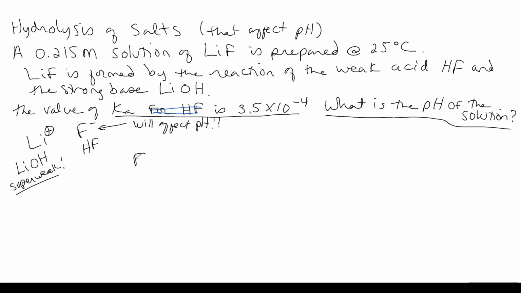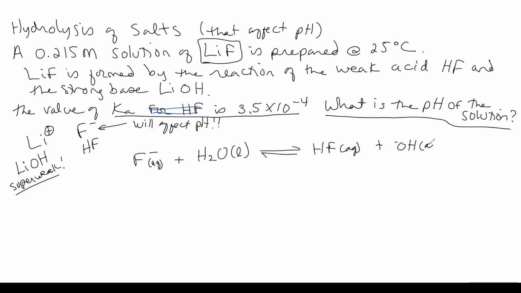Let's write down the solution that we would get when we dissolve lithium fluoride in water. I'm going to leave the lithium cation out of the equation because it's just a spectator. It doesn't affect the pH, so let's simplify life for ourselves and leave it out. We're going to dissolve fluoride anion in water, and we're going to get the conjugate acid, which is hydrofluoric acid, and hydroxide. So we are making a basic solution.